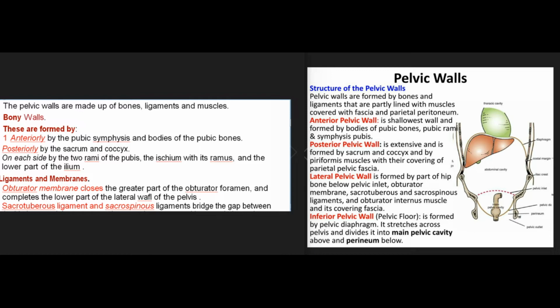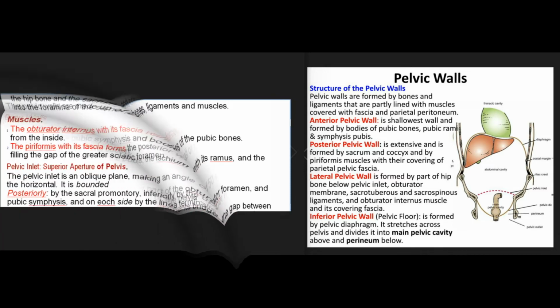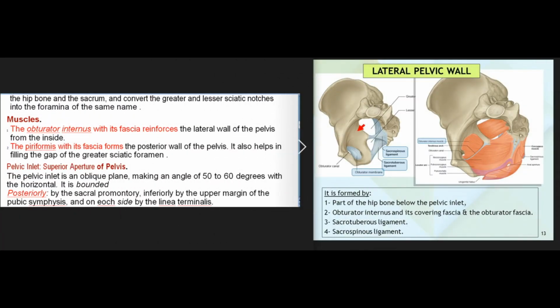1, the obturator membrane closes the greater part of the obturator foramen, and completes the lower part of the lateral wall of the pelvis. 2, the sacrotuberous and sacrospinous ligaments bridge the gap between the hip bone and the sacrum, and convert the greater and lesser sciatic notches into the foramina of the same name.